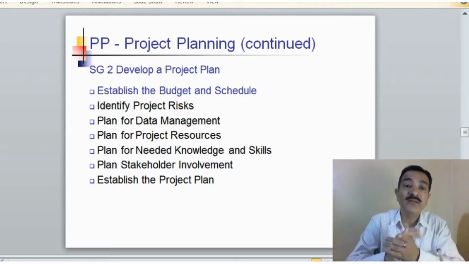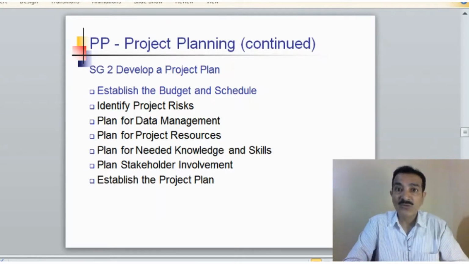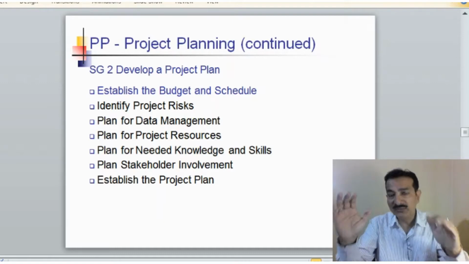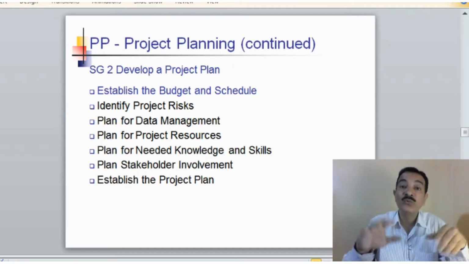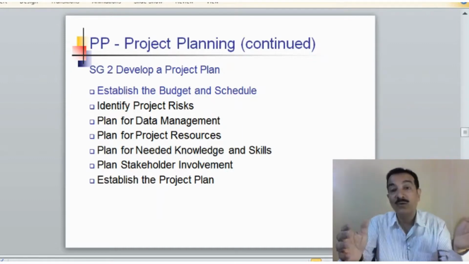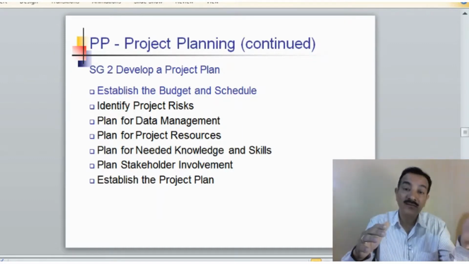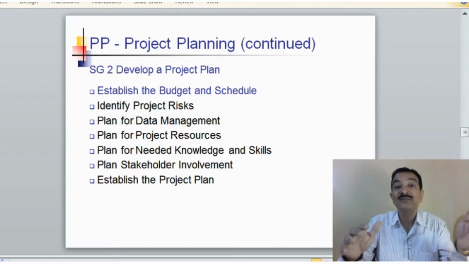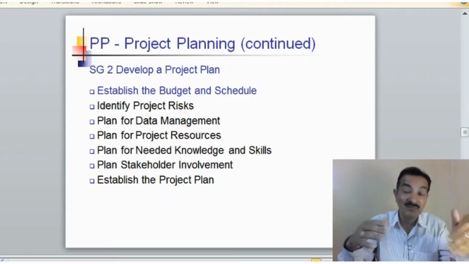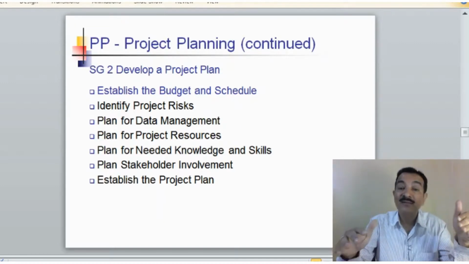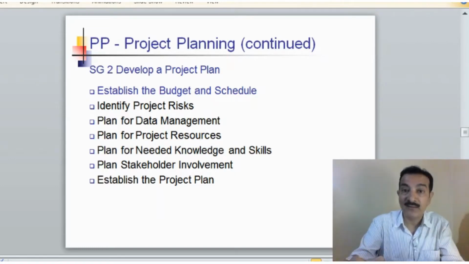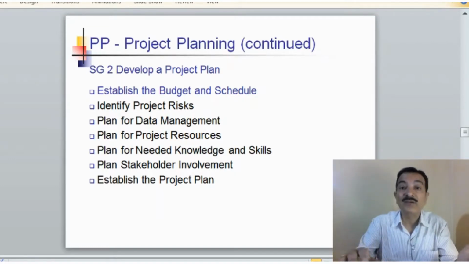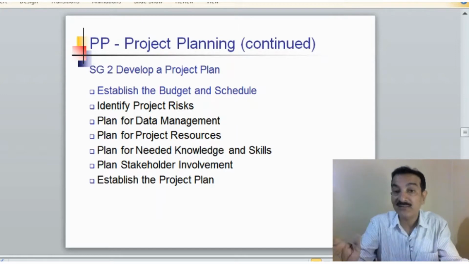So identify project risk. While you are planning and doing the schedule, you also identify the project risk. You come to know what risks are involved, what the probability of the risk is, what the impact will be if the risk occurs, what your mitigation plan is, and what your contingency plan is if the risk occurs.